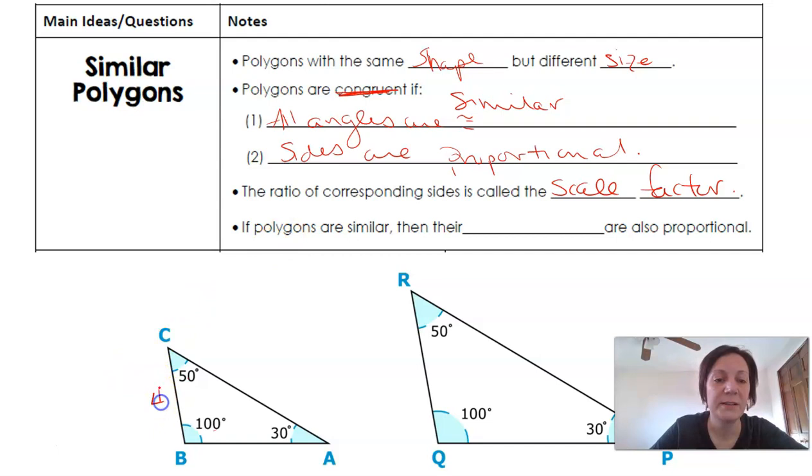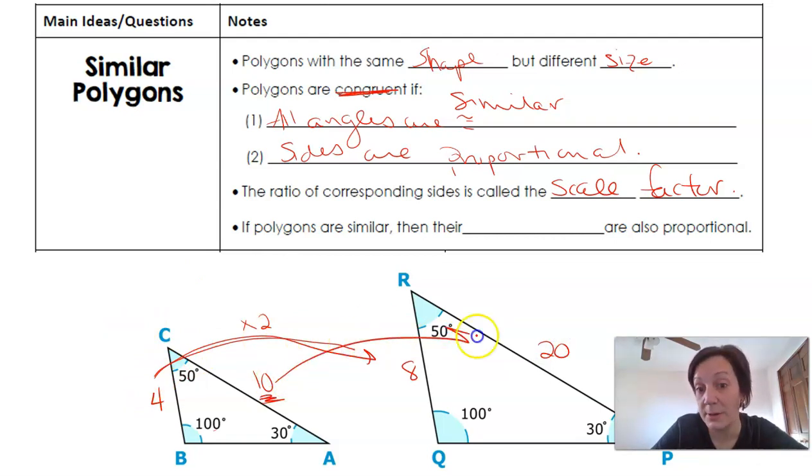Okay, so let's say this side is 4 and this side is 8. If I have one pair of sides, boom, I know the scale factor. This is times 2. So then if I tell you that this side is 10, you can instantly tell me, well, that side must be 20 then. Because if this side is times 2, then this side better be times 2.